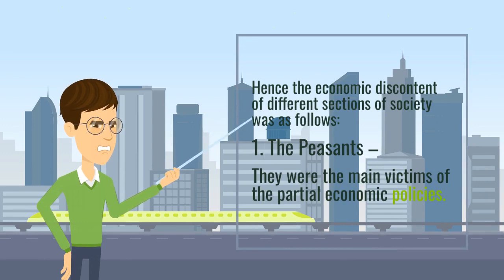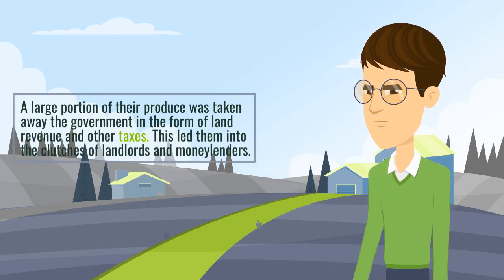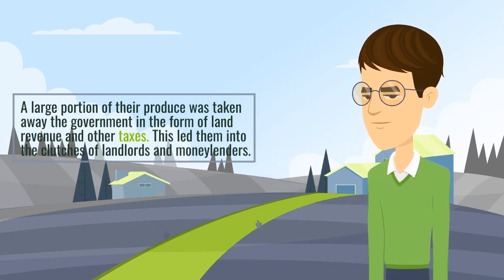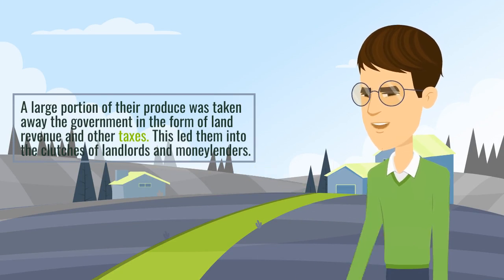1. The peasants. They were the main victims of the partial economic policies. A large portion of their produce was taken away by the government in the form of land revenue and other taxes. This led them into the clutches of landlords and moneylenders.